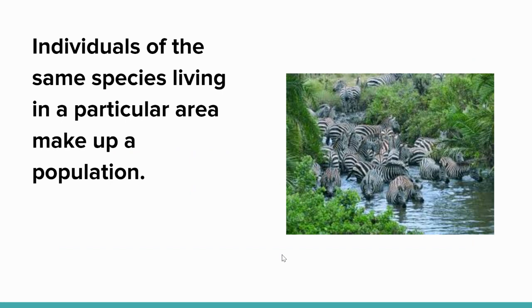Individuals of the same species living in a particular area make up a population. We talked about that in 4.1. Now we're going to continue on with that as we're talking about our populations.